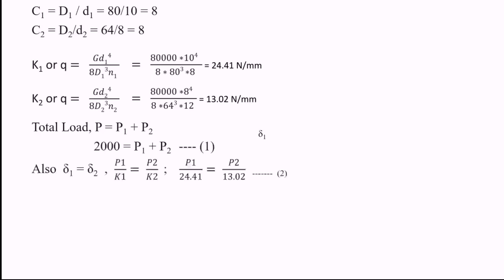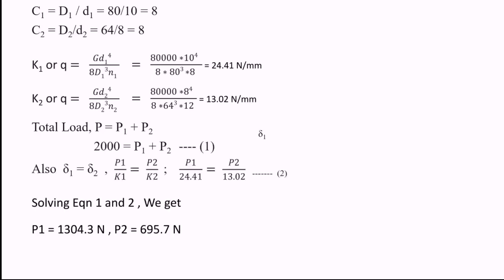So I can write P1 by K1 is equal to P2 by K2. The values of K1 and K2 we have already found earlier. So I will get one relation, P1 by 24.41 is equal to P2 divided by 13.02. Let this be equation number 2. Solving equations 1 and 2 simultaneously, I will get the values of P1 as 1304.3 Newton and P2 as 695.7 Newton respectively.